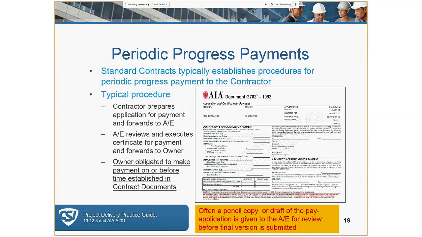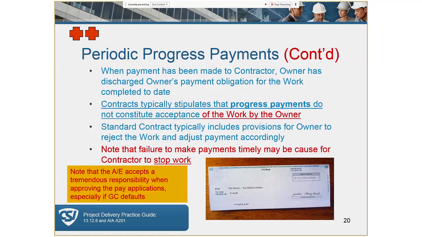The contract stipulates that the owner must pay the application within a certain time as stipulated in the A201. So that may require that the owner process this payment within 30 days of receipt. Often much less time. Sometimes less. Once paid, the owner has fulfilled their contractual obligations for payment, but this does not constitute an acceptance of the work. Very important concept to understand.